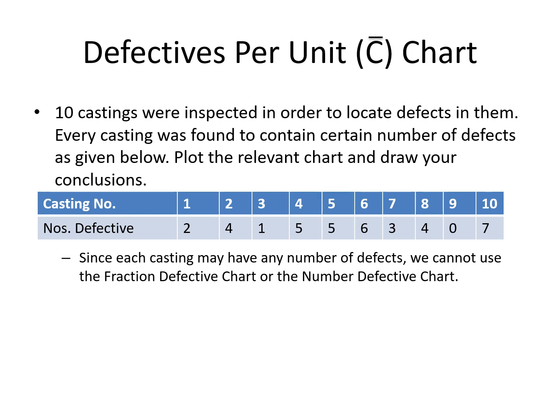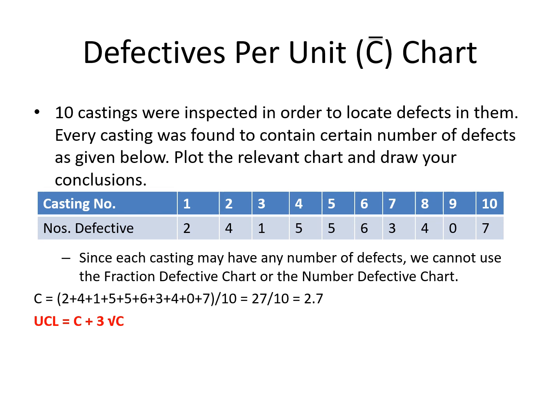Since each casting may have any number of defects, we cannot use the fraction as mentioned earlier. So first we will take the average of the defects. C is the number of defects, so 2 plus 4 plus 1 and so on, and since there are 10 castings, we divide that by 10. What we get is 27 upon 10, which is 2.7. So 2.7 is the C bar.